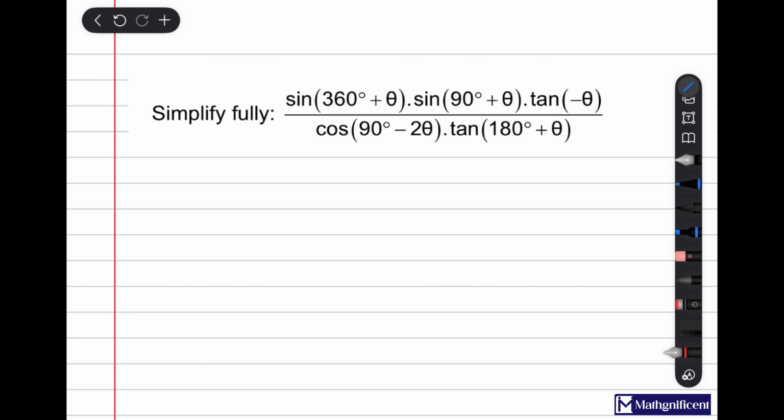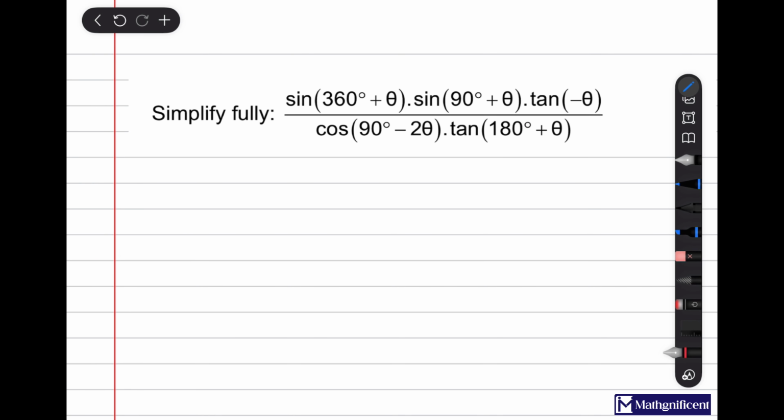Hi guys, so now we have our next question that is based on trig expressions as well. We have to simplify the following fully. We know with this one we just go step by step. So what are we having here? We are having sine of 360 degrees plus theta.